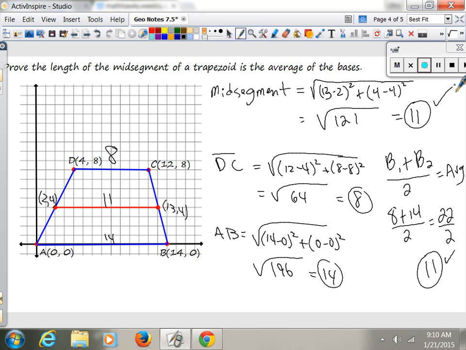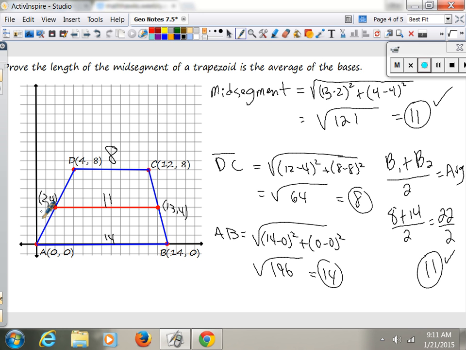Now that will work for every trapezoid. For every trapezoid, you could add up the two bases, the top and the bottom, divide by 2, and that's what the length of the midsegment is. There's also one more thing that we know about the midsegment. Not only is it the average, but it's also parallel to both bases. If you connect two midpoints, it's always going to be parallel as well. So parallel and the average of the two bases.